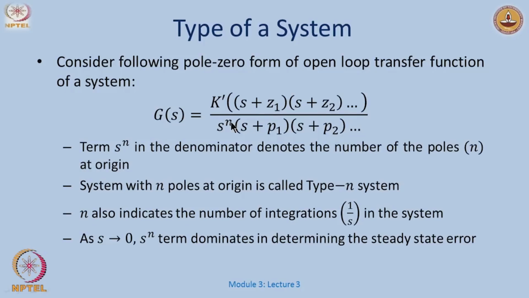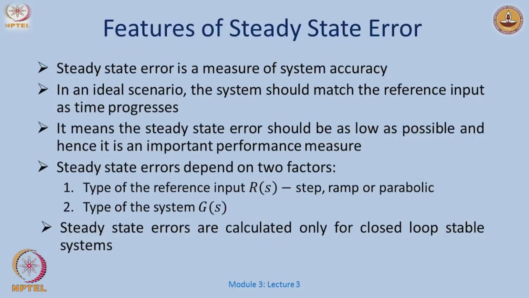Okay. So, if there are n poles, I will call it a type n system. If n is 0, I will call it a type 0 system, and so on. And we will see how this type now influences the way I compute the steady state error. So, that is the type of the system.